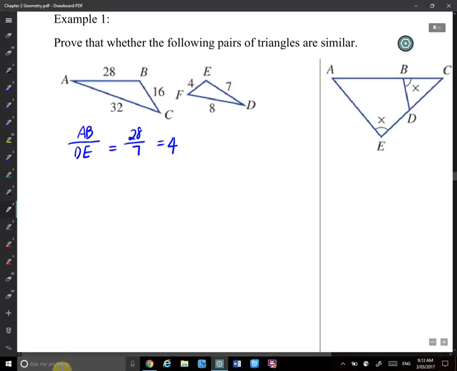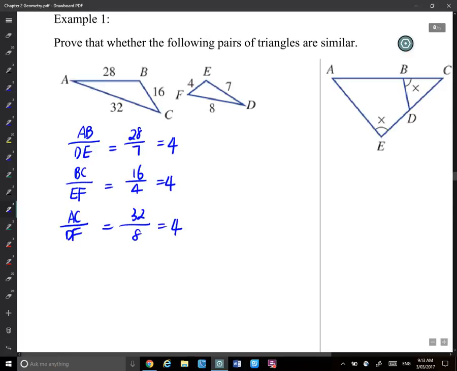And my second proportion will be BC over EF. That is 16 over 4 and also gives you 4. And the last one will be the longest one, AC over DF. That equals 32 over 8. That gives you 4 as well.